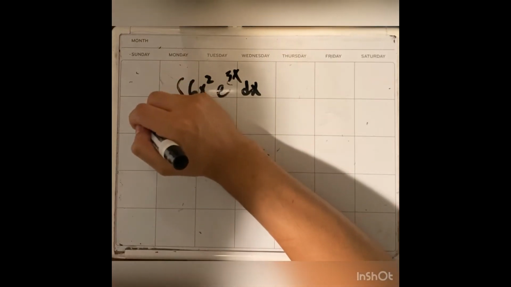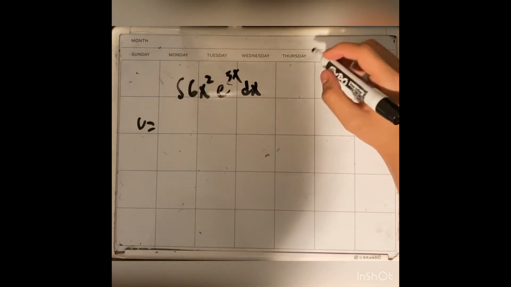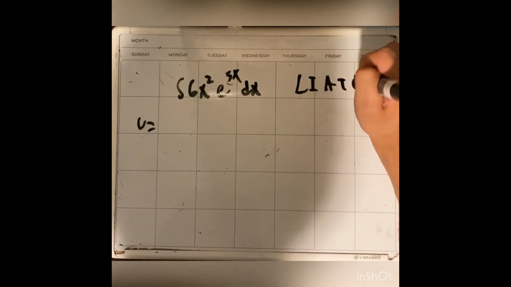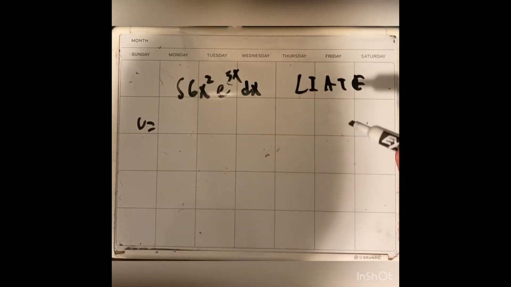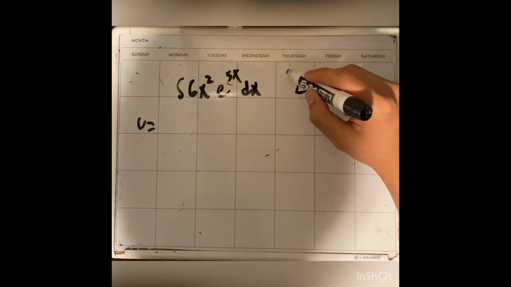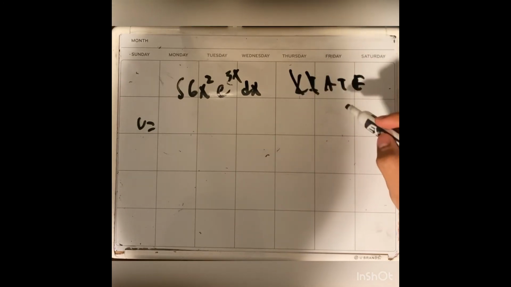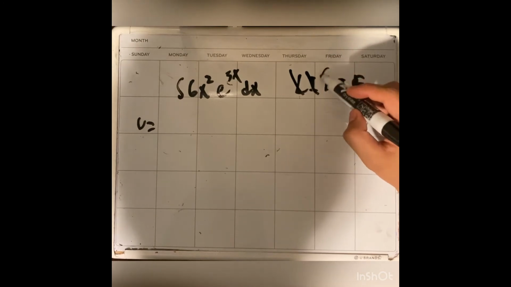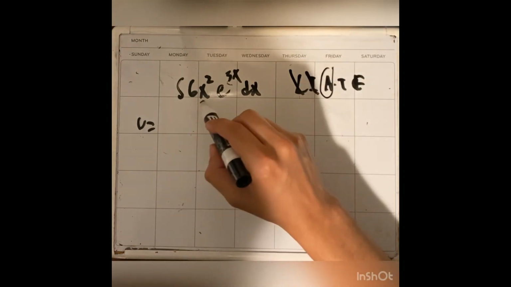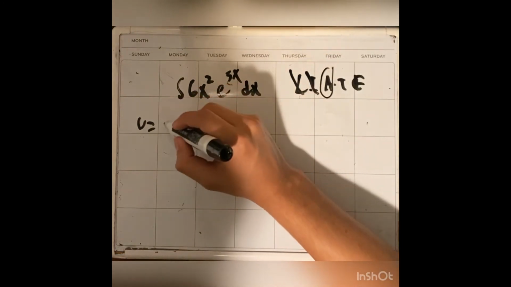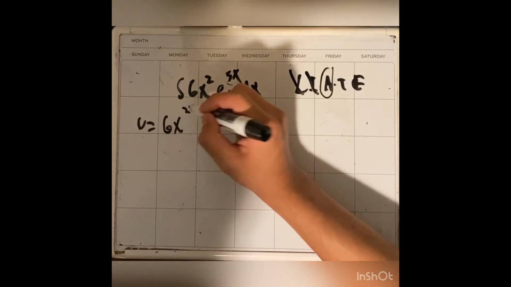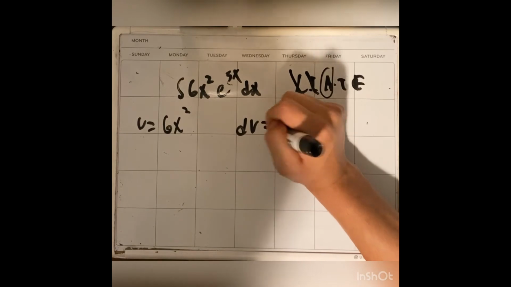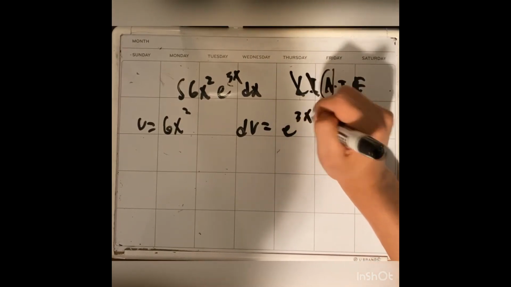So to find our u, we can use the expression LIATE. And so we can automatically cancel out L and I, since they're not in our problem. But we do have an algebraic function, which is 6x squared. So our u would be 6x squared, and our dv would be e to 3x.